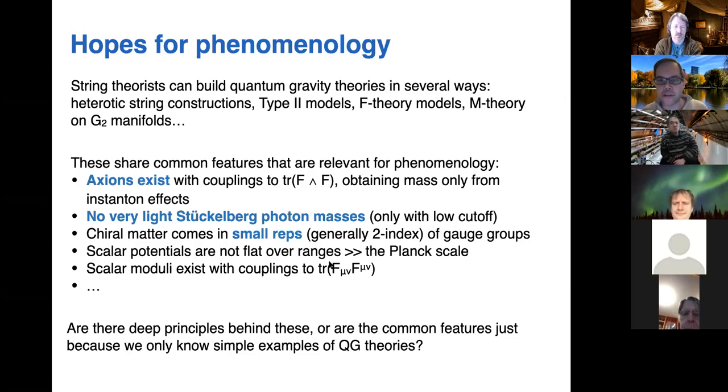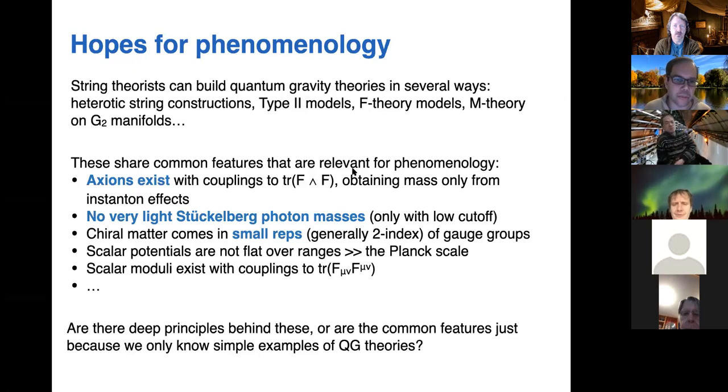So a lot of these collections of things that people say about what they find in string compactification seem very interesting to me. And what I would like to know is, how seriously should I take them? Is this an artifact of the fact that people only know how to do quantum gravity in a few of these little corners of theory space? Or are there deep principles behind these things, and we should think these are robust facts about the way quantum gravity works? Those are the questions that I would like to have answers to.